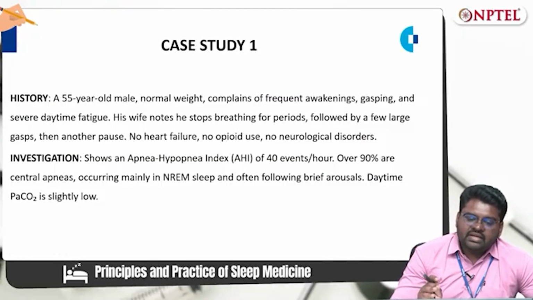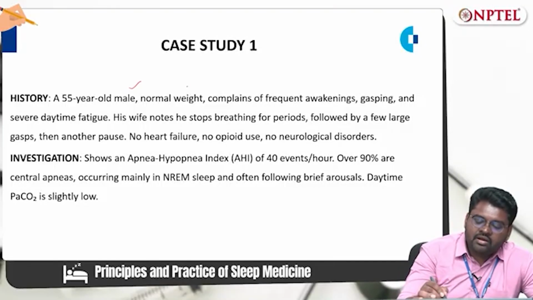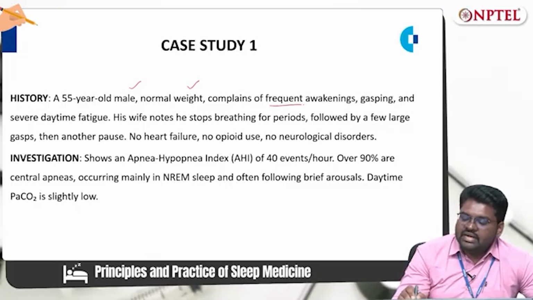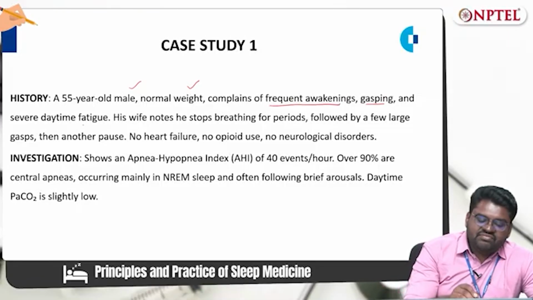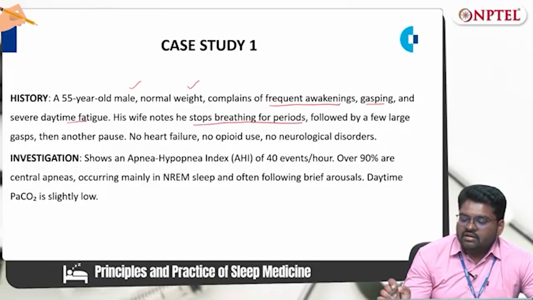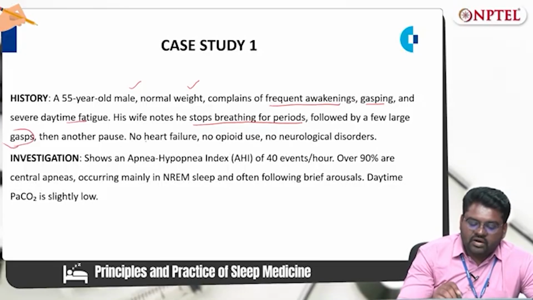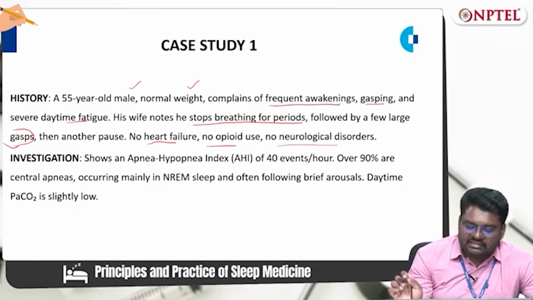Now we are coming to the concluding part. We are going to see some interesting cases from each condition. We will be looking at the history, then investigations, the graph, and coming to the diagnosis. In the history, we see a 55-year-old male of normal weight who complains of frequent awakenings, gasping, and severe daytime fatigue. His wife notes he stops breathing for a period, followed by a few large gasps, then another pause. The patient doesn't have any heart failure, no opioid use, and no neurological conditions.